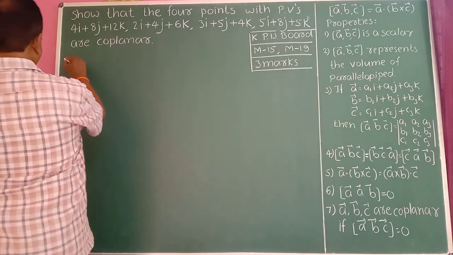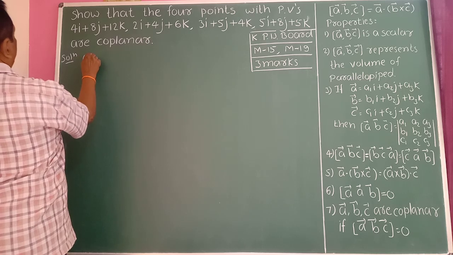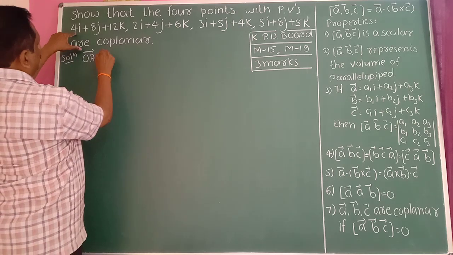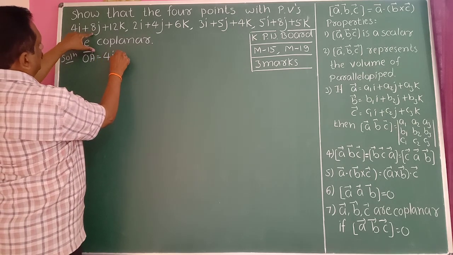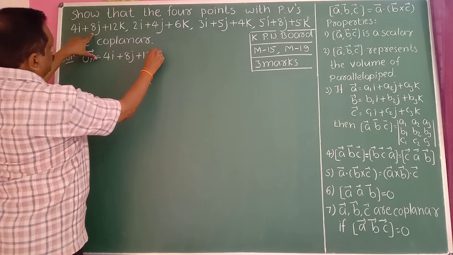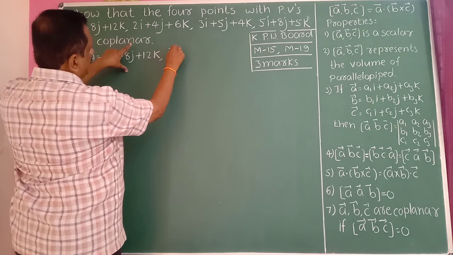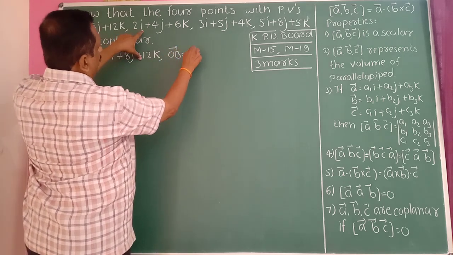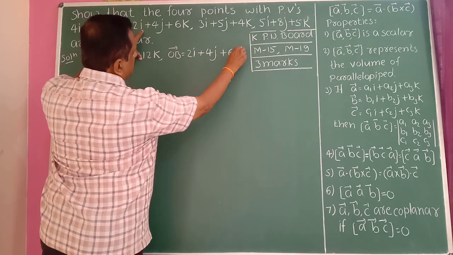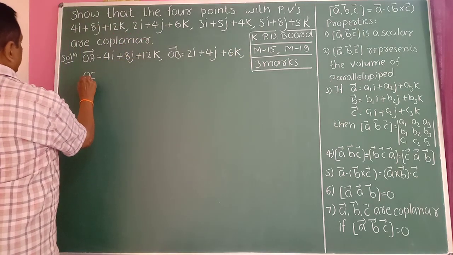Therefore, take a solution. OA is equal to the position vector of the point A, so 4i plus 8j plus 12k. Then take OB, the position vector of the point B here: 2i plus 4j plus 6k.